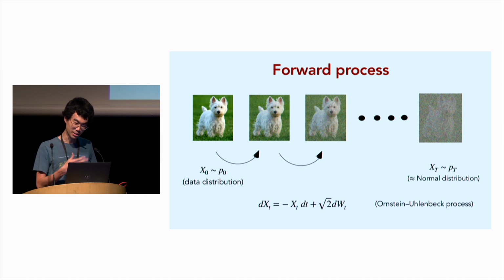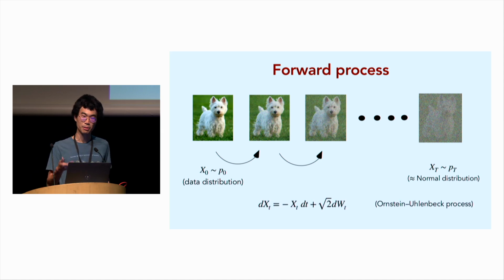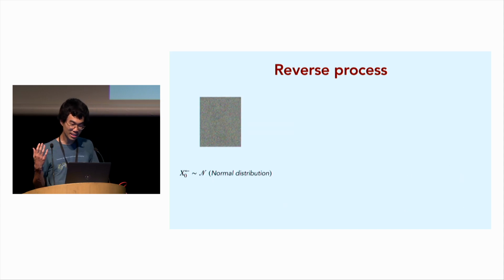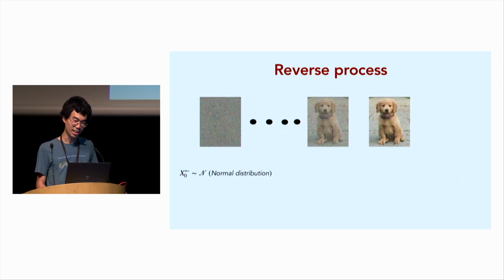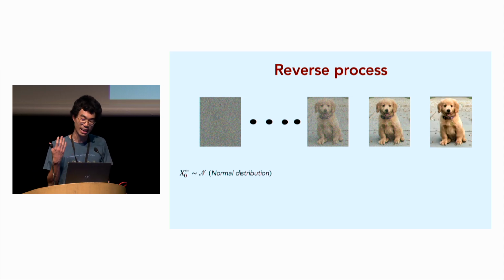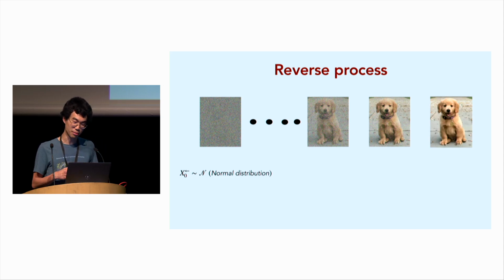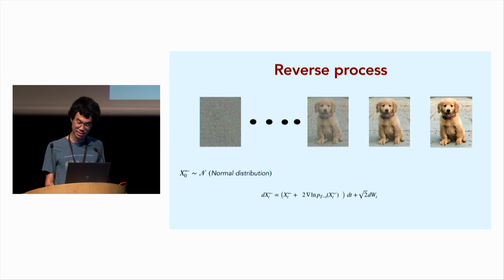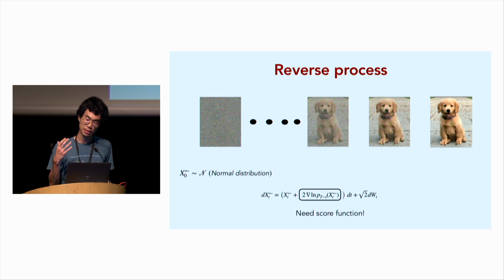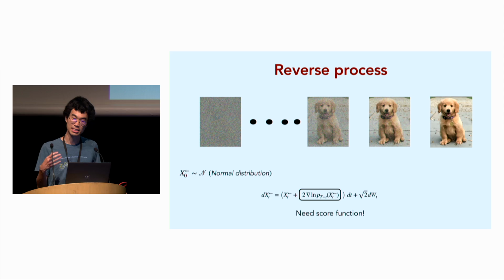We can write this as an SDE. We use the Ornstein-Uhlenbeck process for the noising process. Then we can define a reverse process, which we denote by x0 backwards. We start from a normal distribution and run the reverse SDE, in which we need a new term that is the score function, the gradient of the log PDF at time t. Then we can follow this to get a sample from the data distribution.